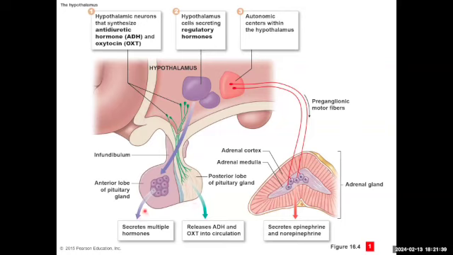Those capillaries that wrap around the pituitary gland, we're going to call a portal circulatory system. The body actually has several portal circulatory systems, and we'll be discussing several of those in our semester, but one of them exists here in the pituitary gland.